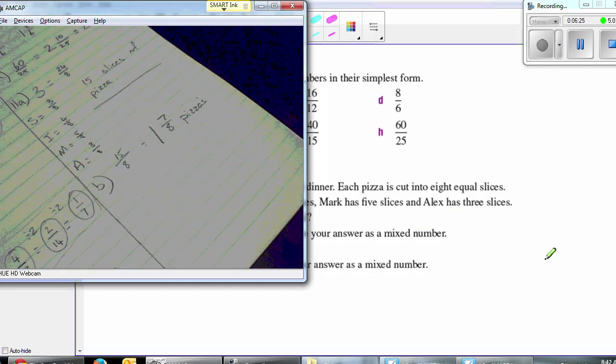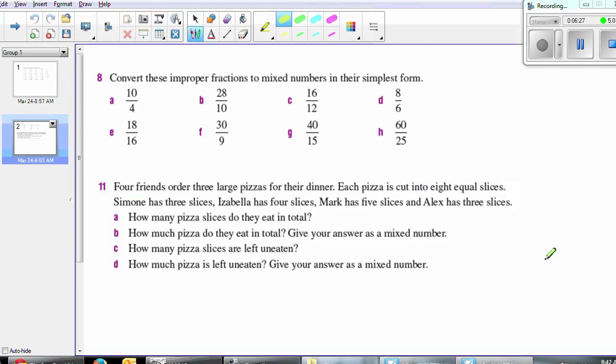Okay? Now, I'm not going to do question C and D. I'm going to let you have a go at that. But that's how you start this question. So you need to collect that information and then go from there.